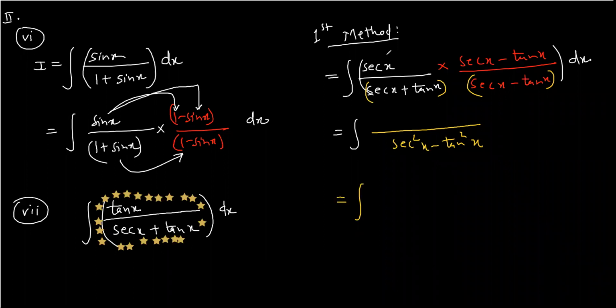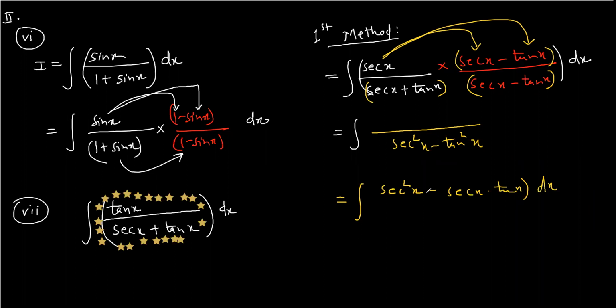And then in the numerator, what you have is sec into sec and sec into tan. So you have sec square x minus sec x tan x. Now see, integration of sec square x, you know, integration of sec x tan x, you know. You will write separate integrations of these, and I have the result for both of these functions. Integration of sec square x is tan x, and integration of sec x tan x is sec x. So the final answer is tan x minus sec x plus c.